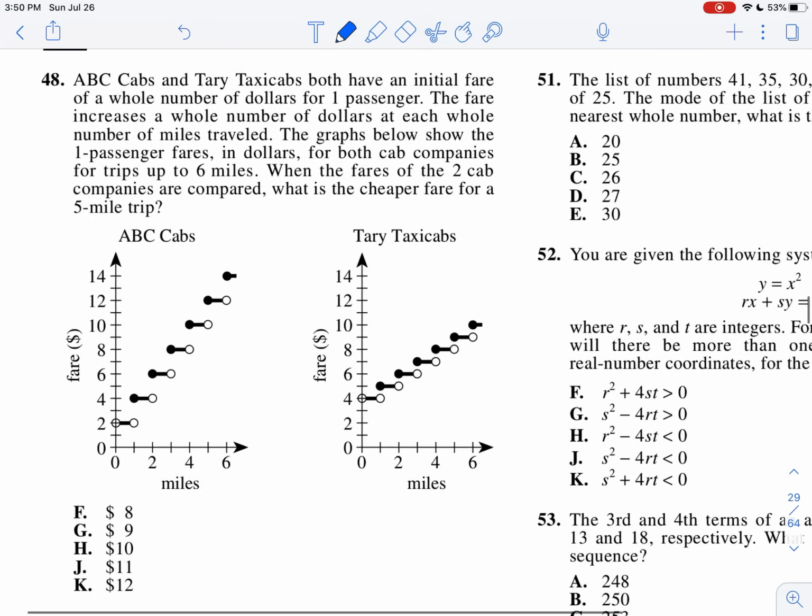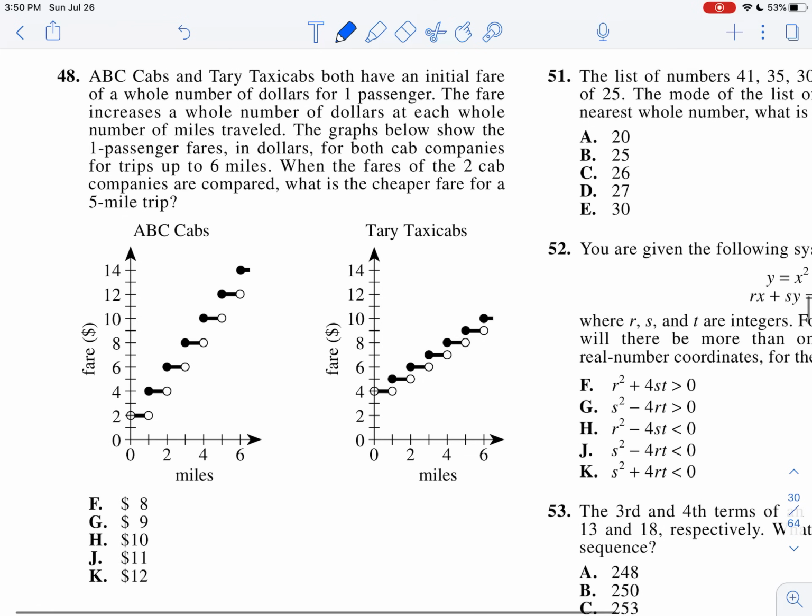ABC Cabs and Terry Taxi Cabs both have an initial fare of a whole number of dollars for one passenger. The fare increases a whole number of dollars at each whole number of miles traveled. The graphs below show the one passenger fares in dollars. Okay. What is the cheaper fare for a 5-mile trip?